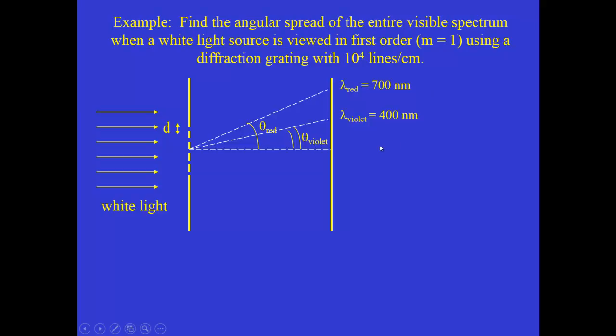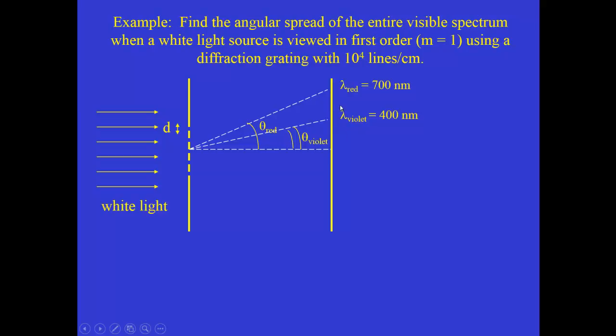So what we want to do in this problem is find the angle at which the wavelength of 700 nanometers will have a bright fringe, and then find the angle where the violet light will have a bright fringe, and then subtract those two, because that will give us the angular spread of the visible spectrum.